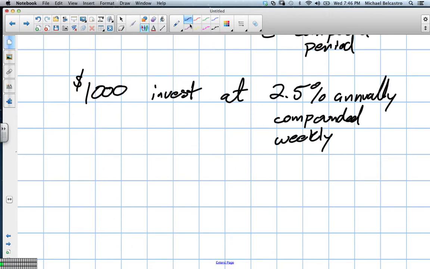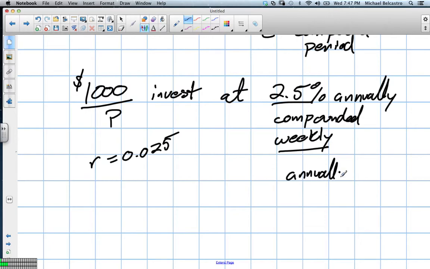Okay, so let's talk about this. First of all, 1,000 stands for our principal. 2.5 is our R. R is 0.025. We talked about how to do that. You divide by 100 to figure out it is as a decimal. Compound period, weekly. Everything's in reference to years. So for instance, annually is equal to 1 time a year. Semi-annually, twice a year, so every 6 months, 2 times a year. So in other words, your C is 2.